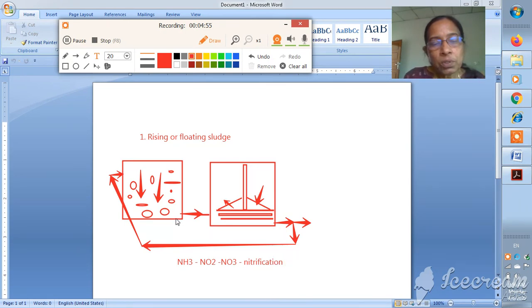So now the ammonia is oxidized, and what is present?